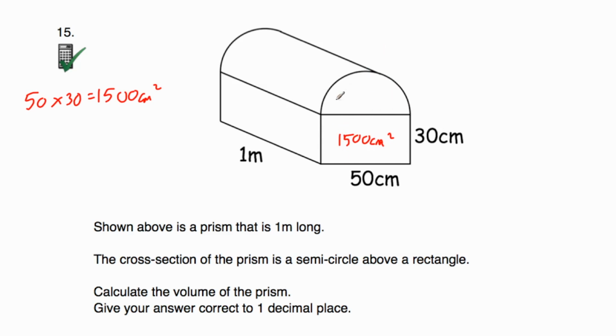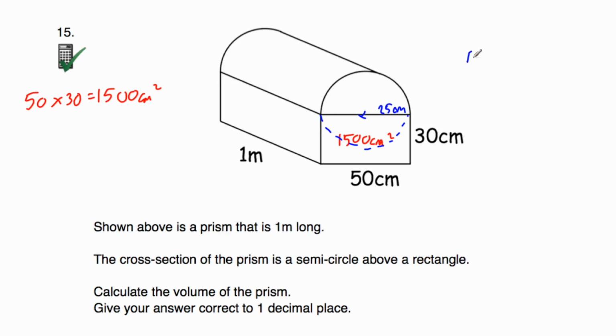So in terms of the semicircle, the area of a semicircle is half the area of the whole circle. So let's consider this whole circle. I'm just going to change colour of pen to blue here, and let's imagine we've got a whole circle. We know that the diameter of the whole circle would be 50 centimetres. So that means the radius would be 25 centimetres, the distance from the centre to the edge. So if we do pi times 25 squared, it will give us the area of this whole circle. And then we'll just half it to get the area of the semicircle.